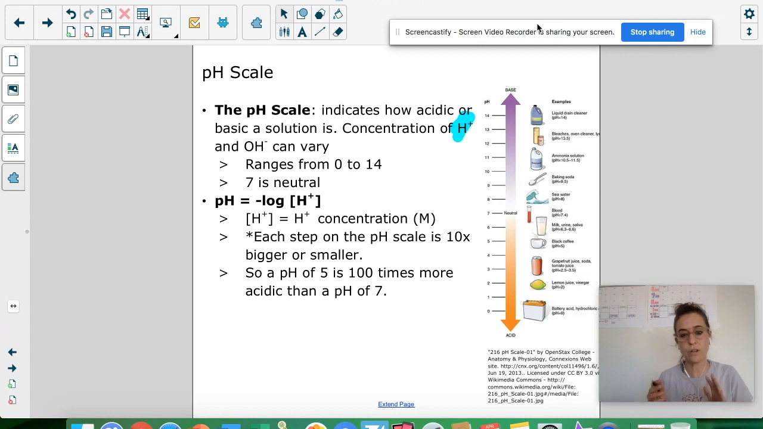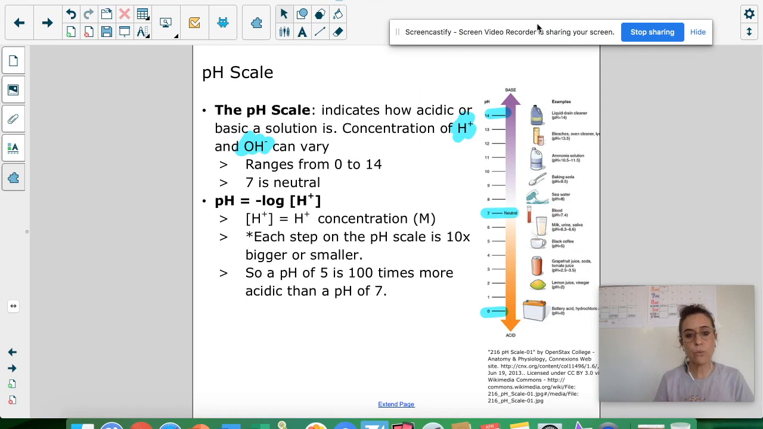Okay, so it's going to be from 0 to 14. It goes from 0 up to 14. That is the range of the pH scale. Okay, where 7 is what we consider neutral.